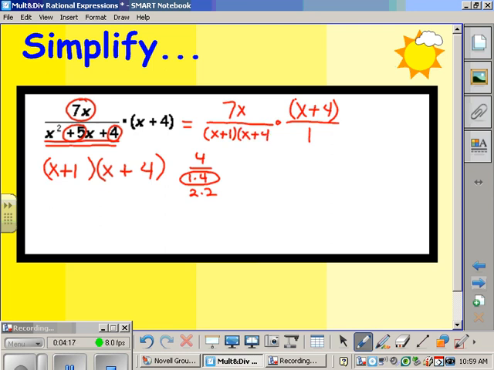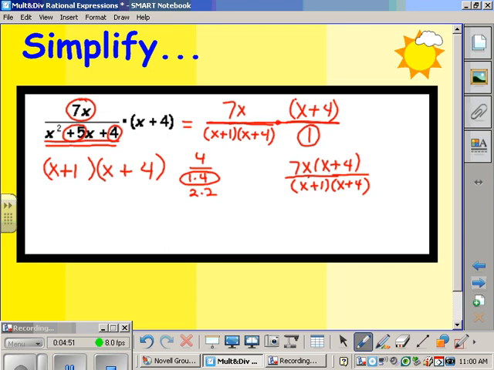Now in multiplication, what you want to realize is, especially once you have everything factored, that everything in the numerator is technically, you can connect it all together and make it just one big group. So it would be like 7x times x plus 4. Just put them together. In the denominator, you don't really need to worry about the 1, so we'll just drop down the binomials. So we'll have x plus 1 and x plus 4. So now it just looks like we're simplifying one big rational expression.